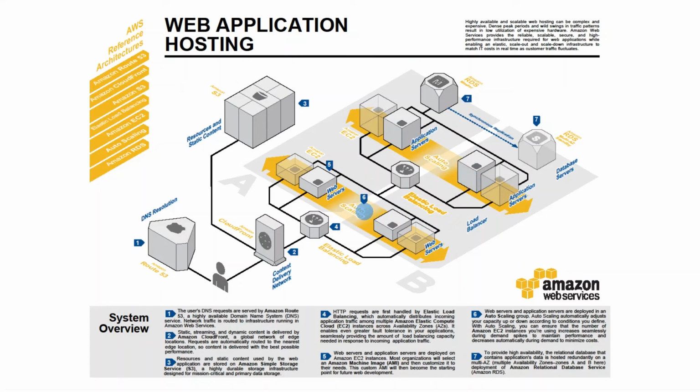Then we have auto scaling. The web servers and application servers are deployed in an auto scaling group. Auto scaling automatically adjusts your capacity up or down according to the conditions you define. With auto scaling, you can ensure that the number of Amazon EC2 instances increases seamlessly during demand spikes to maintain performance, and decreases automatically during low demand to minimize costs. And lastly, the data is stored on the Amazon RDS instance.